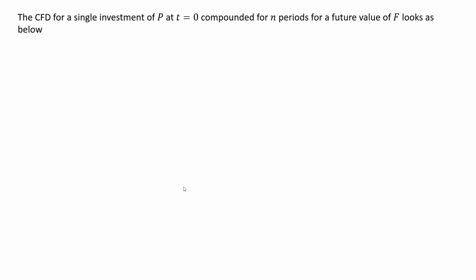Cool. Here we go. The CFD, what? Cash flow diagram. A single investment of P at t equals 0, compounded for n periods for a future value of F, looks as below. So we tend to do pictorial representations of cash flow because, once you get familiar with this, one look at it, you can tell, oh, you mean you borrowed some P at t equals 0, and after n periods, you got some future amount, right?